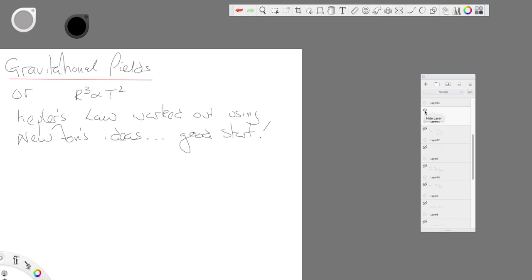So here's the significance of that. Newton, using his own ideas, has come up with the same relationship as Kepler's law. That's a pretty good start to your theory of gravitation.